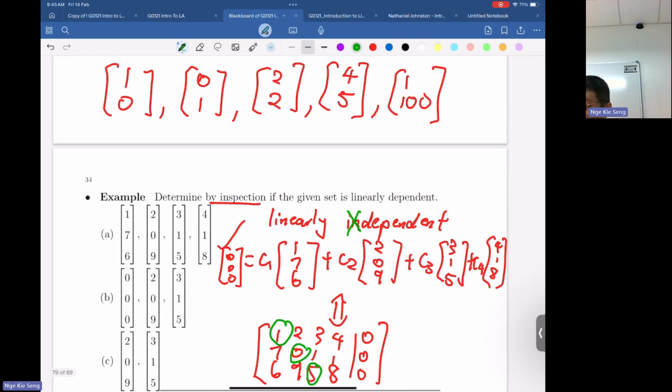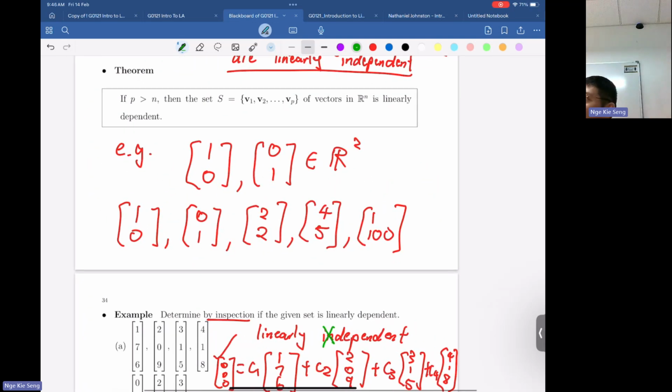But this also follows by this theorem here, right? Because the number of vectors is already greater than the dimension of the space that your vectors live in. Your vectors live in R3, but now you have 4 of them. Either you use this theorem to say that this is linearly dependent, or you solve it and see that 0, 0, 0 is not the only solution. There are 2 ways: you can solve using the original definition, or you can use this theorem.